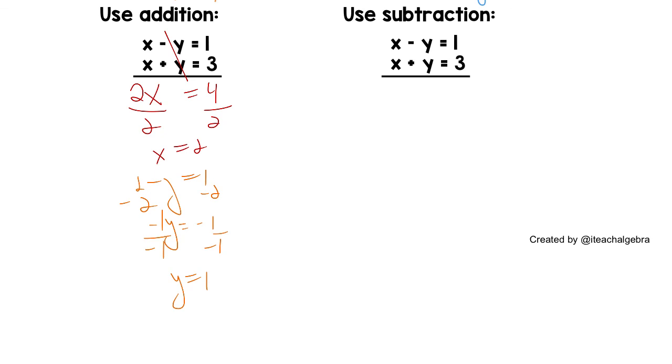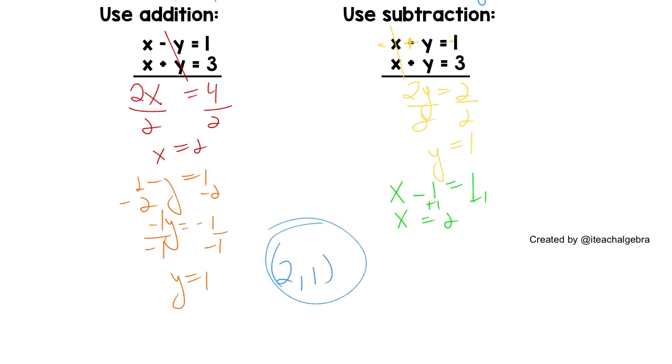Use subtraction over here. That means I'm going to change the signs in the top equation this time. X minus x cancels. I've got 2y equals 2. Divide by 2, and y is 1. I plug that in. X minus 1 is 1. I add that 1 to each side, and I get x is 2. So final answer, 2, 1 is it, no matter how you do it.